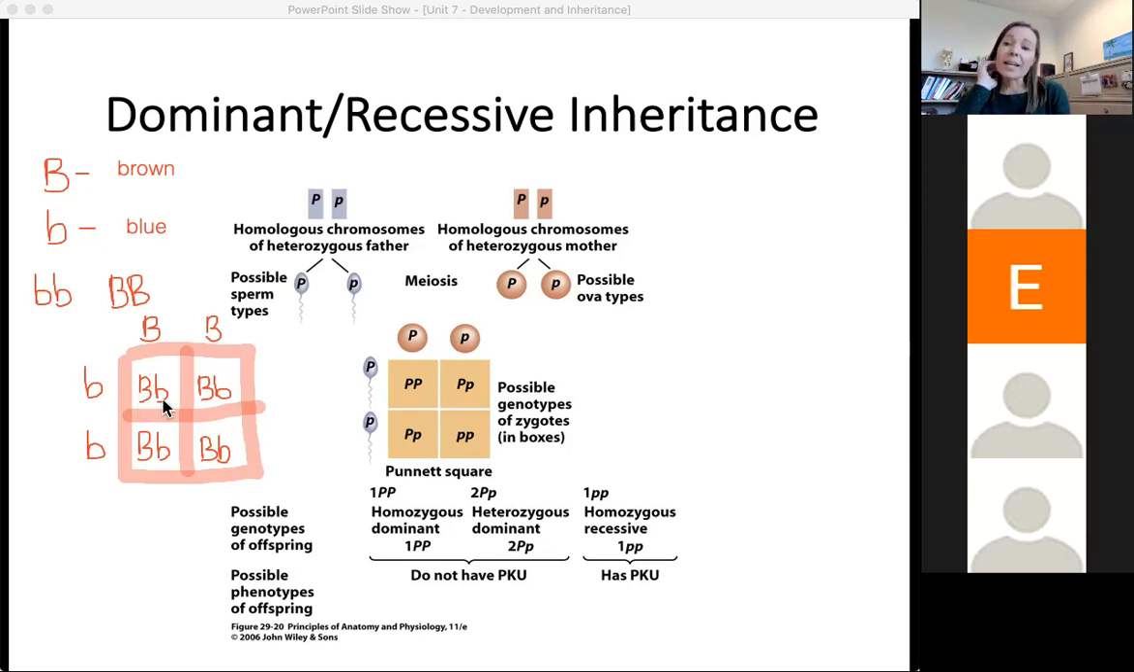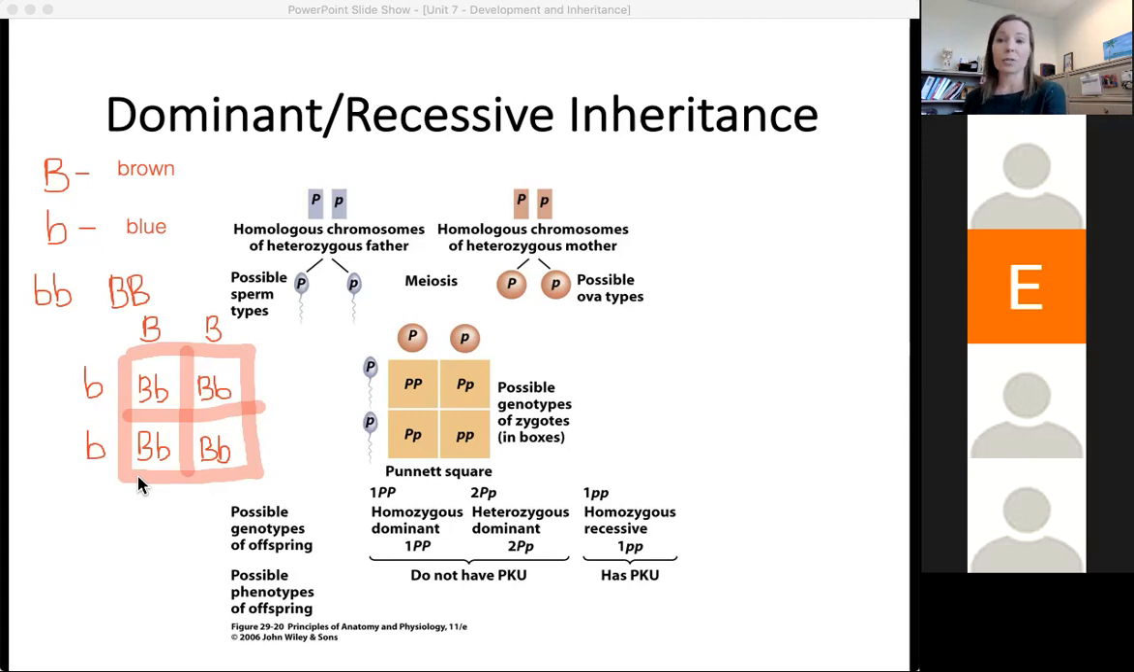What is their eye color? Remember, the dominant allele is the one that's expressed. The recessive allele you don't see. So the eye color for heterozygous will be brown because the brown allele is dominant. So there's 100% chance that their offspring will have brown eyes.